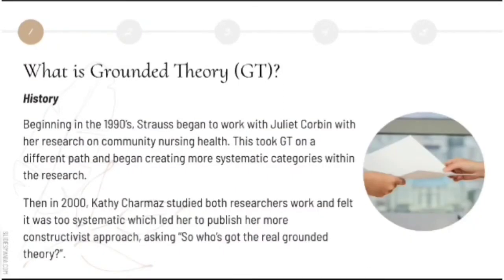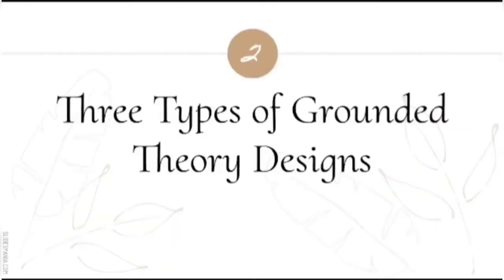Beginning in the 1990s, Strauss began to work with Juliet Corbin with her research on community nursing health. This took grounded theory on a different path and began creating more systematic categories within the research. Then, in 2000, Kathy Charmaz studied both researchers' work and felt it was too systematic, which led her to publish her more constructivist approach, asking, so who's got the real grounded theory? This leads us to the three different types of grounded theory designs.